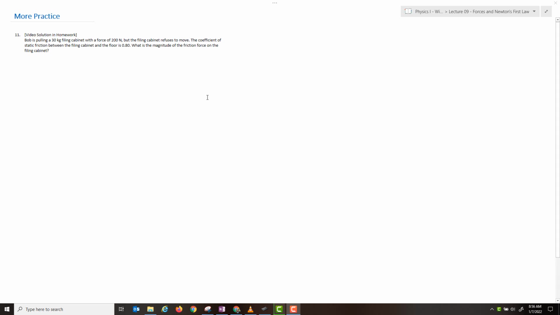Bob is pulling a 30-kilogram filing cabinet with a force of 200 newtons, but the filing cabinet refuses to move. The coefficient of static friction between the filing cabinet and the floor is 0.80. What is the magnitude of the force of friction on the filing cabinet?